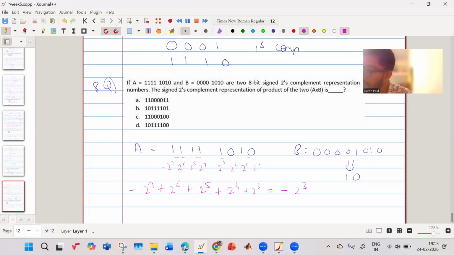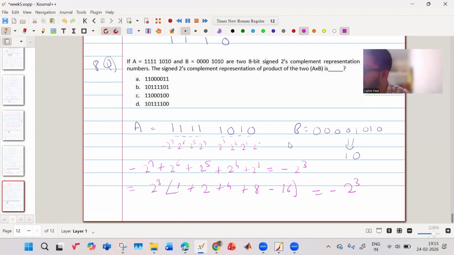You can have a better way of saying how it is. Let us say we start from 2 raised to 3. So this 2 raised to 3 is 1, 2 raised to 4 is 2, 2 raised to 5 is 4, 2 raised to 6 is 8, and 2 raised to 7 and minus of that is minus 16, right? So minus 16 plus 8 is minus 8. Minus 8 plus 4 is minus 4. Minus 4 plus 2 is minus 2. And minus 2 plus 1 is minus 1. So this is equal to minus 2 raised to 3. This is another way you can do this thing fast.